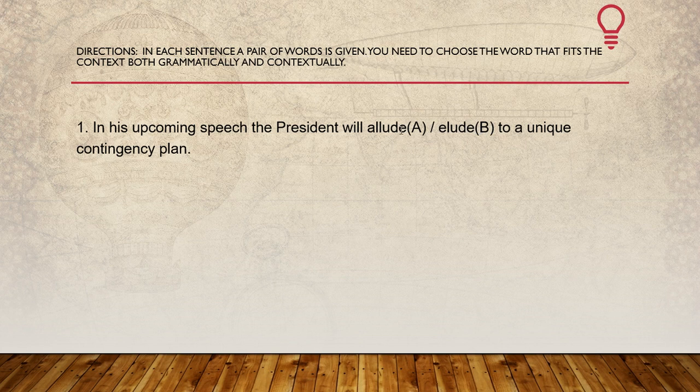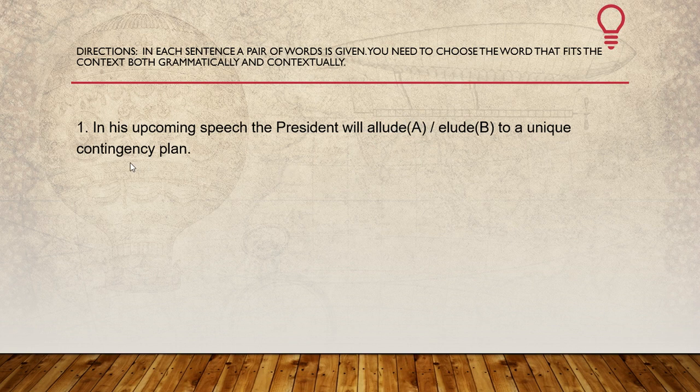So let us have a look at allude. It means to suggest or hint. Means if we use this option, that is allude, it can mean that he is trying to hint at a unique contingency plan. So, allude means the process of suggesting or hinting. So it must be allude only, right? So option A is our suitable option choice.